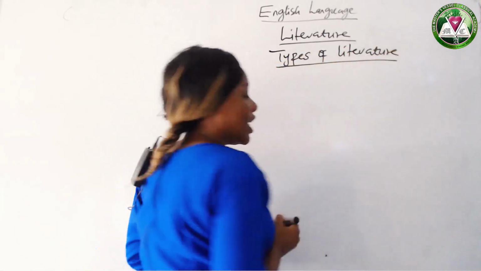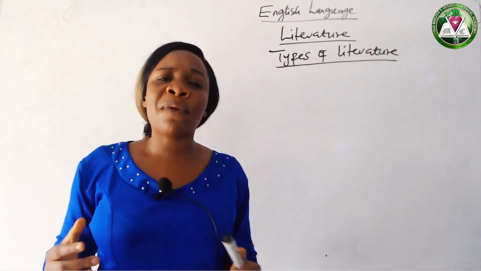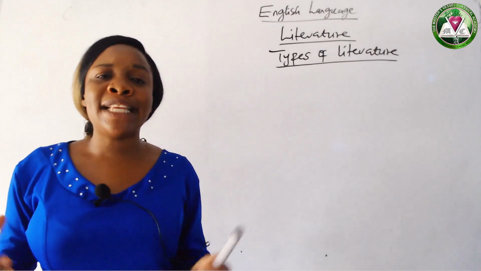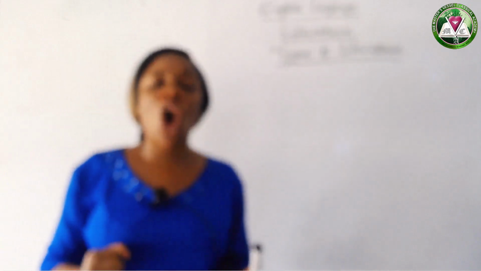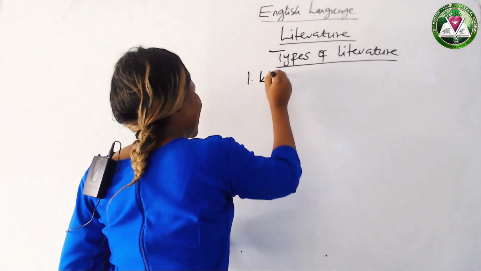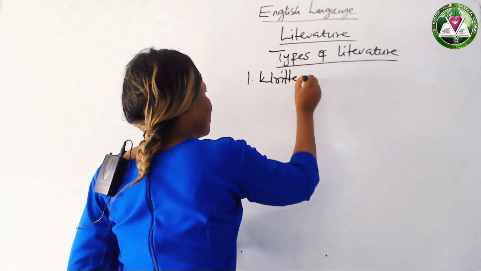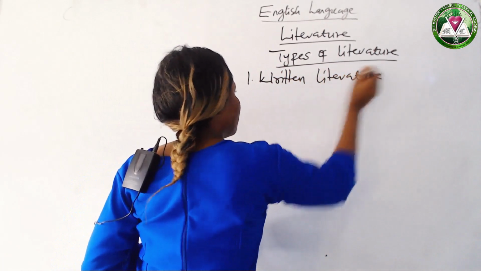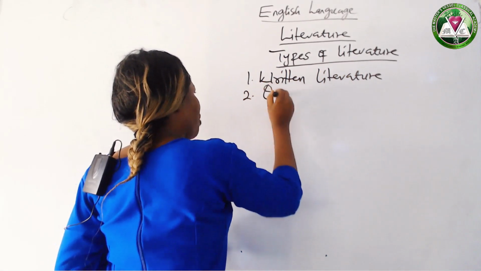Types of literature. Now, there are two main types of literature. They are the written literature and the oral literature. 1. Written literature. 2. Oral literature.